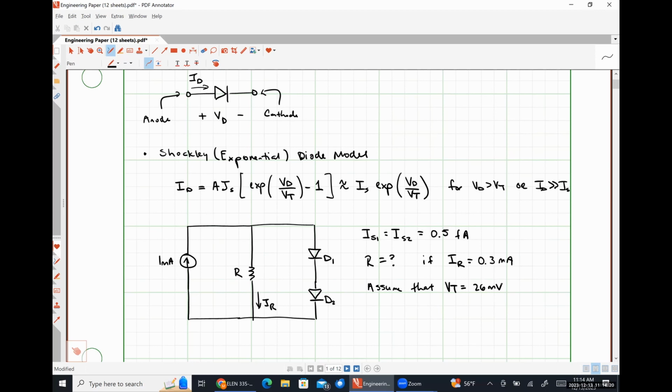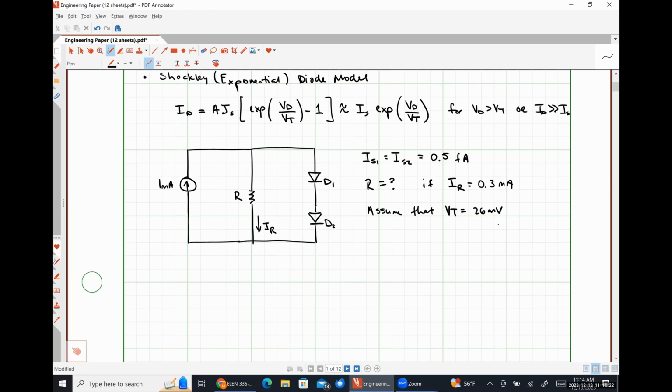Okay. So using KCL, we know that our diode current ID1 must be equal to our diode current ID2. So I'm just going to call these ID, where ID is this current flowing through my two diodes in series. We okay with that? And using Kirchhoff's current law, that's just going to be 1 milliamp minus IR.